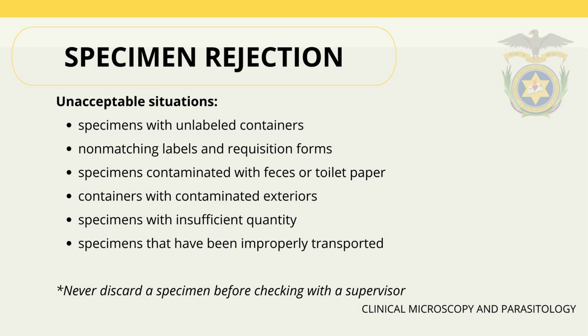So what are the grounds for specimen rejection? These are the situations when specimens are deemed unacceptable. Number 1, when specimens have unlabeled containers. Number 2, when the labels and the requisition forms do not match. Number 3, when the specimens are contaminated with feces or toilet paper. Number 4, when the containers of the specimens have contaminated exteriors.